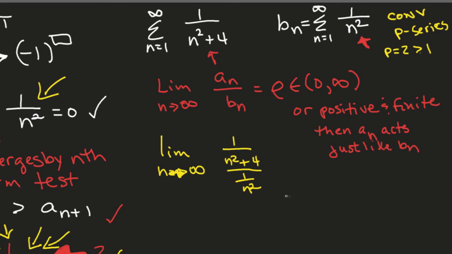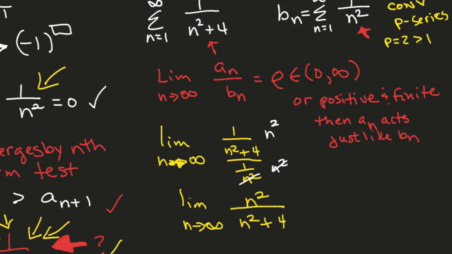So now if I flip and I multiply, do you see how I did that? Or if you want to just multiply top and bottom by n squared, whatever makes you happy. Either way, you get the same thing. This cancels on the bottom, right? So what's the first step in the problem here?